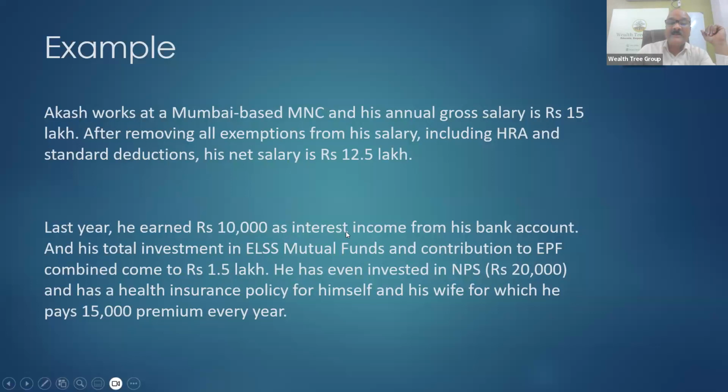Last year, he earned 10,000 in interest income in his bank account, and his total investment in ELSS fund and EPF, that means employee provident fund also, comes to 1.5 lakhs under 80C. He has also invested 20,000 in NPS, but the limit is up to 50,000. He has a health insurance policy for himself and his wife, for which he is paying a premium. It's just an example. Suppose you also have all these things. That's what we are going to discuss: how you can actually compute the tax.